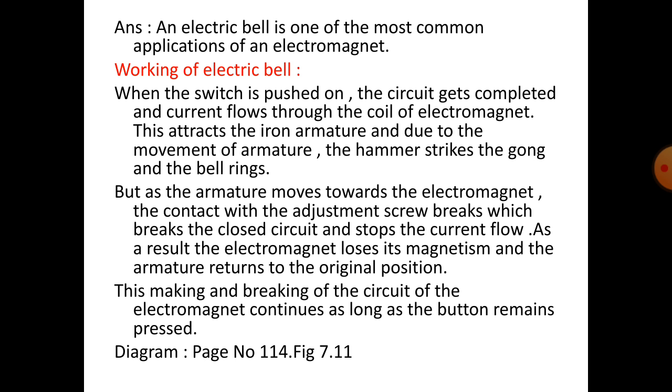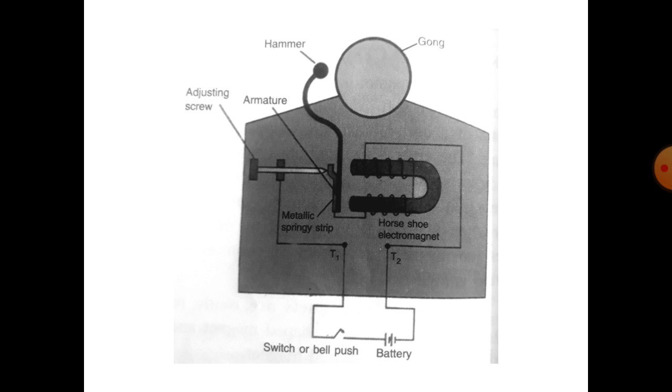When the switch is pushed on, the circuit gets completed and the current flows through the coil of the electromagnet. This attracts the iron armature and due to the movement of the armature, the hammer strikes the gong and the bell rings. But as the armature moves towards the electromagnet, the contact with the adjustment screw breaks, which breaks the closed circuit and stops the current flow. As a result, the electromagnet loses its magnetism and the armature returns to the original position. This making and breaking of the circuit continues as long as the button remains pressed. Diagram is given in page 114, figure 7.11.